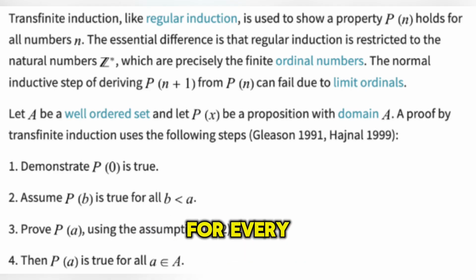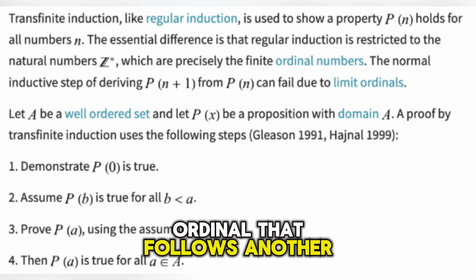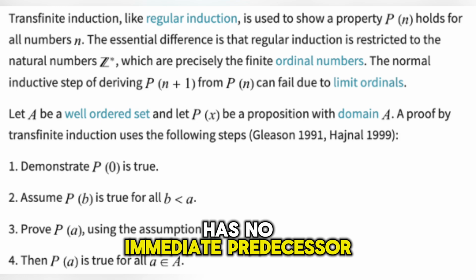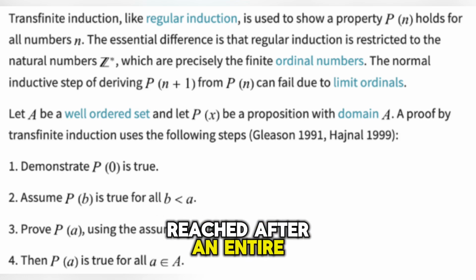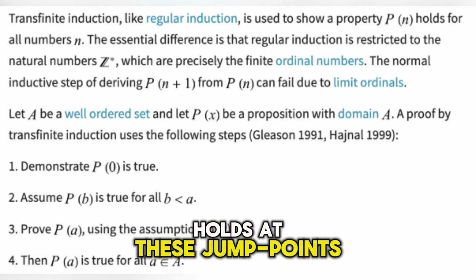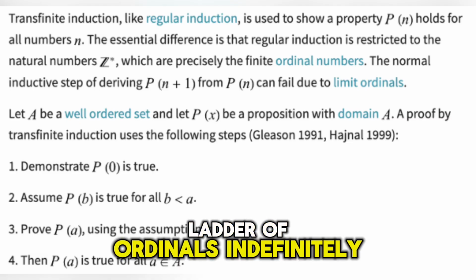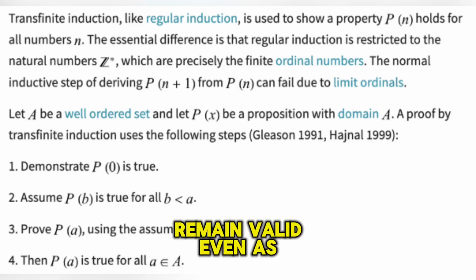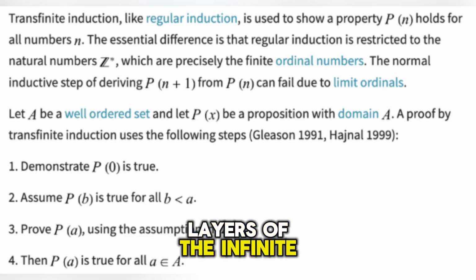To prove a statement for every ordinal, we must verify it for the base case of 0, for every successor ordinal that follows another, and crucially, for every limit ordinal. A limit ordinal, like omega, has no immediate predecessor. It is the boundary reached after an entire, infinite sequence. By proving the property holds at these jump points, we can climb the ladder of ordinals indefinitely, ensuring our mathematical truths remain valid even as we pass through countless layers of the infinite.